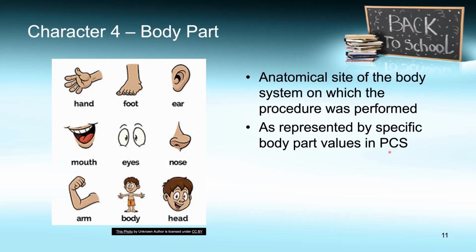Our fourth character represents the specific body part. So we talked about body system earlier. Now we're talking about body part. And the body part is the specific anatomical site on which the procedure was performed. So we had a general body system, and now we're talking about the specific body part.